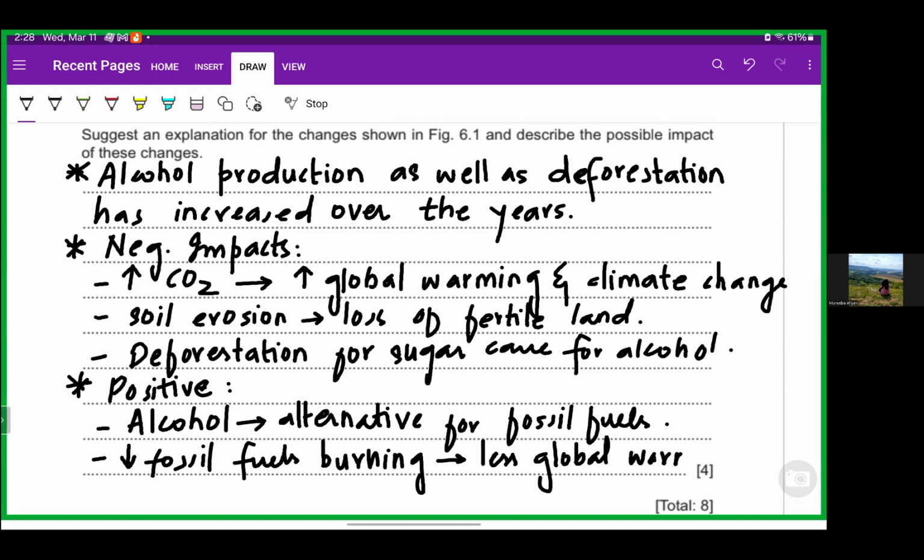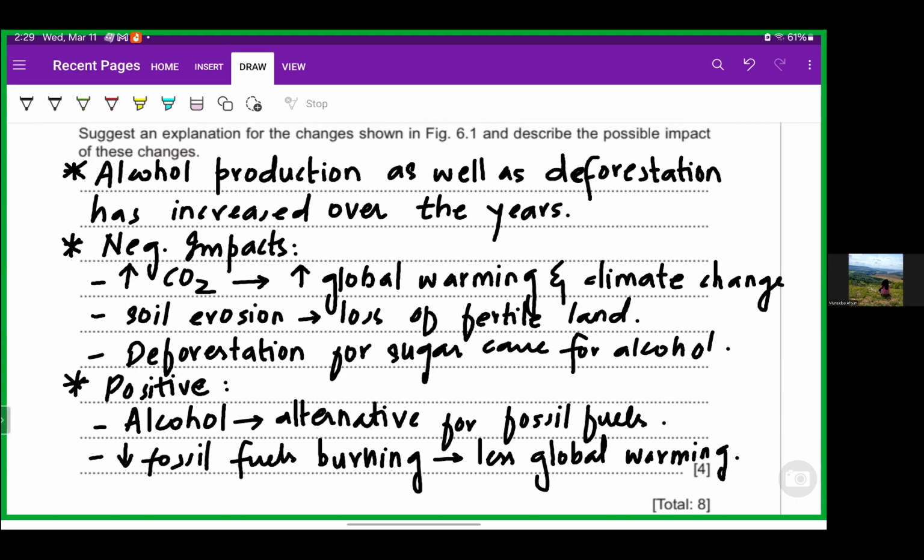Okay, see, the global warming point is coming in both positive and negative impact, but with different stance. In negative impact, we mentioned about the increased carbon dioxide due to what? Due to deforestation, which we are causing for production of more plants of sugarcane for making alcohol. However, in case of using alcohol as an alternative fossil fuel, what will happen? There will be less production of carbon dioxide due to the burning of the fossil fuels. Hence, there will be less global warming.